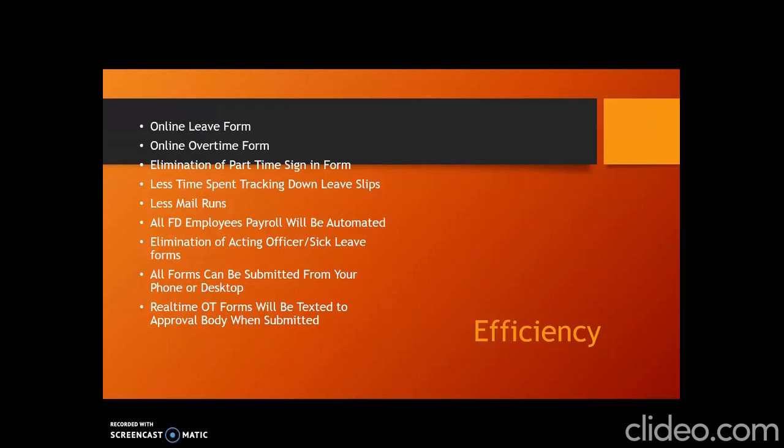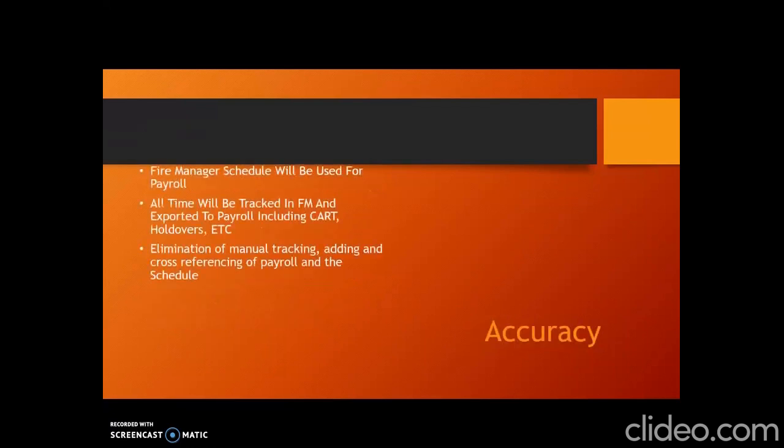You can submit all the forms from your desktop or your telephone, which would be nice, and real-time overtime forms will be texted to the approval body when submitted. So basically, when you fill out an overtime form, you select whoever it is, that person will get a message, and boom, they'll fill it out and sign it.